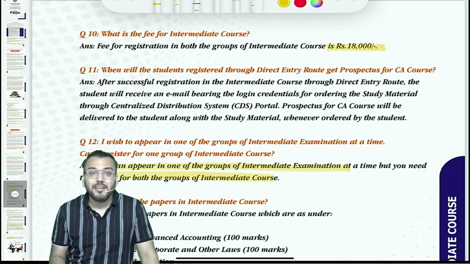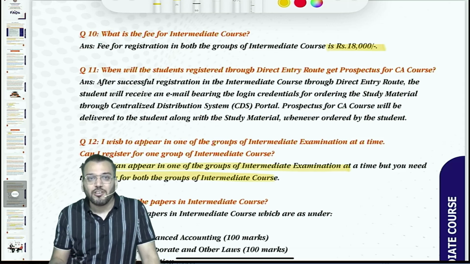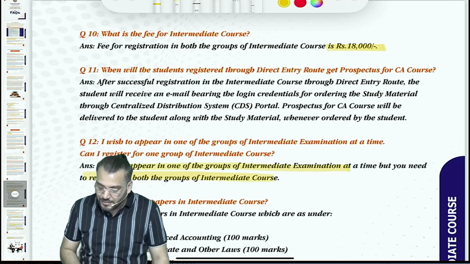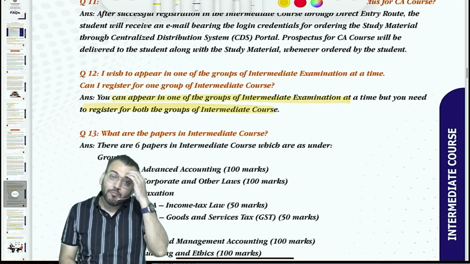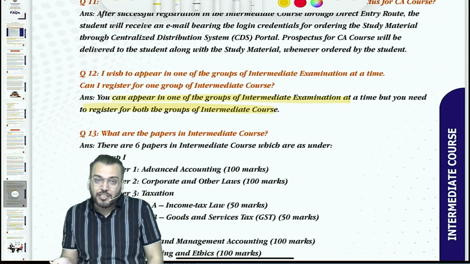Now, what is the fees for the intermediate course? This is not relevant, but I'm just discussing this point because this is given in the frequently asked questions. The fees for the intermediate course will now be 18,000. Correct. Now, what can you appear for one group under the intermediate course?